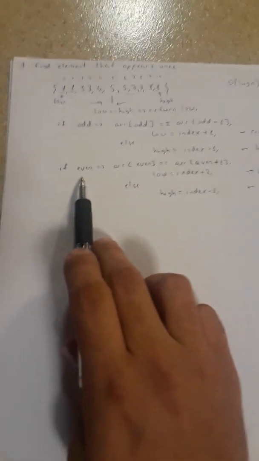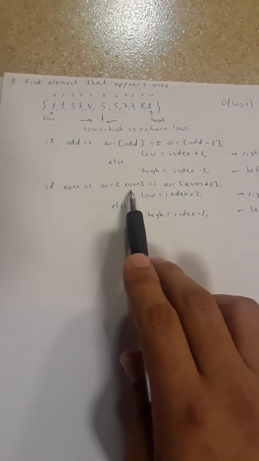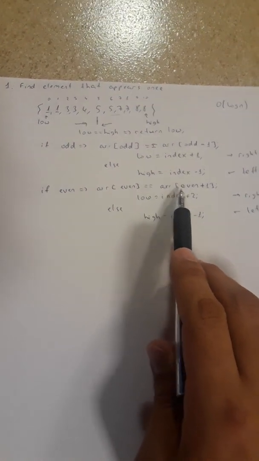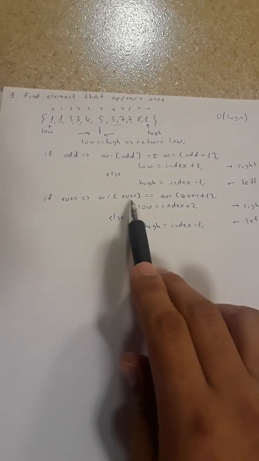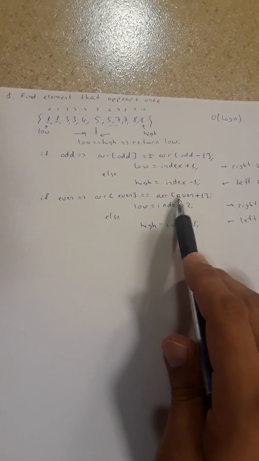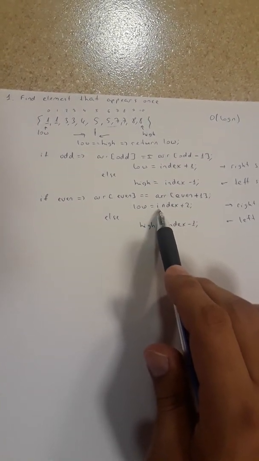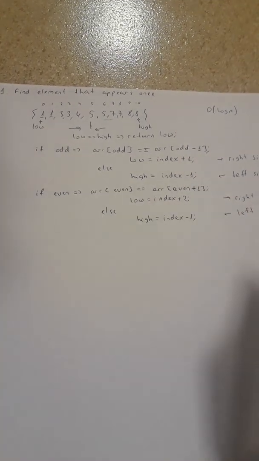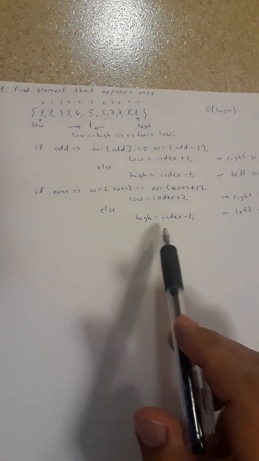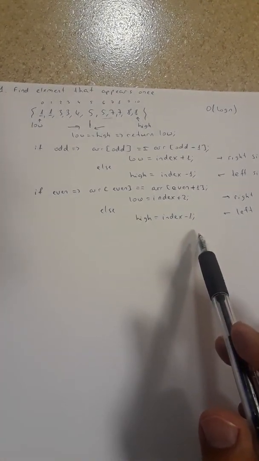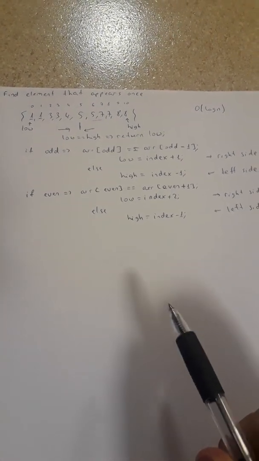When we see that the index value is even, we will need to compare it with the next element. If the element that we are pointing at and the next element are equal to each other, meaning the order is not broken, we will keep our search at the right side. Otherwise, we will just keep our search at the left side of the array.